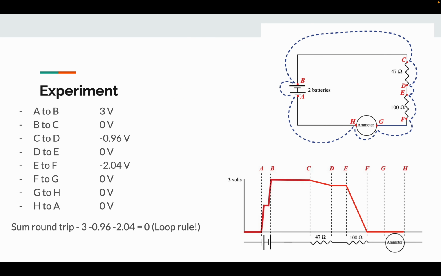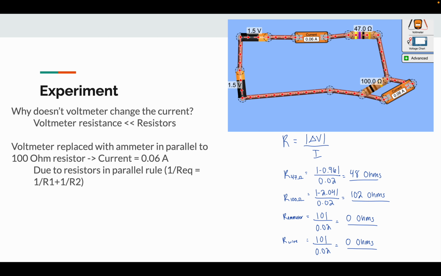So then I used the voltmeter on the closed circuit to identify the change in potential at each of these points. And when you add them all together, you get 0. And so that shows that the loop rule, that the net potential in a loop will be 0, works in this case. And you can see on the graph in the bottom right-hand corner how the potential increases through the batteries and then decreases through the resistors, and it ends and starts at 0.